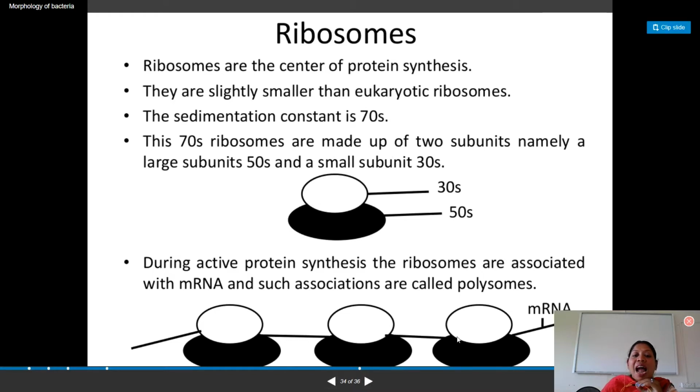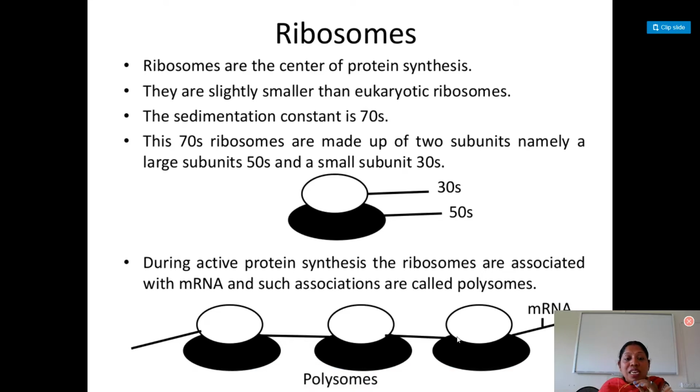Now during active protein synthesis, the ribosomes are associated with mRNA, and such associations are called polysomes. Now the mRNA and ribosomes attaching together will bring together individual amino acids, and they form a chain to form a protein.